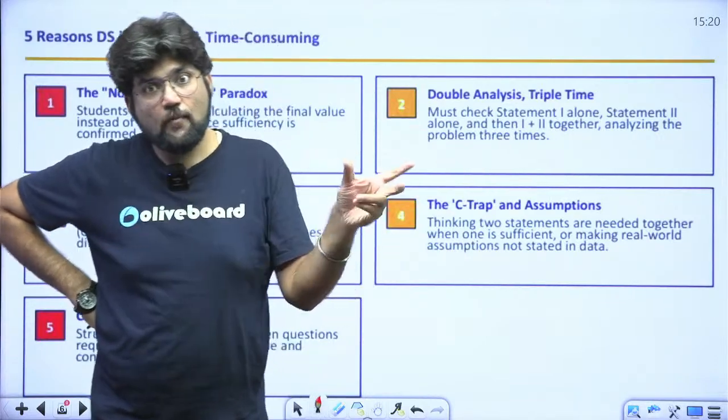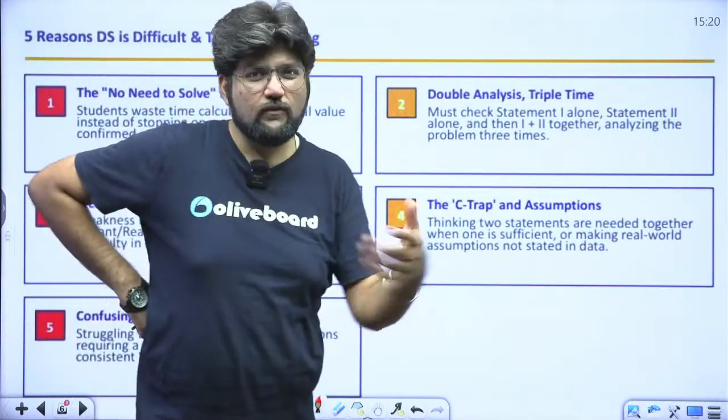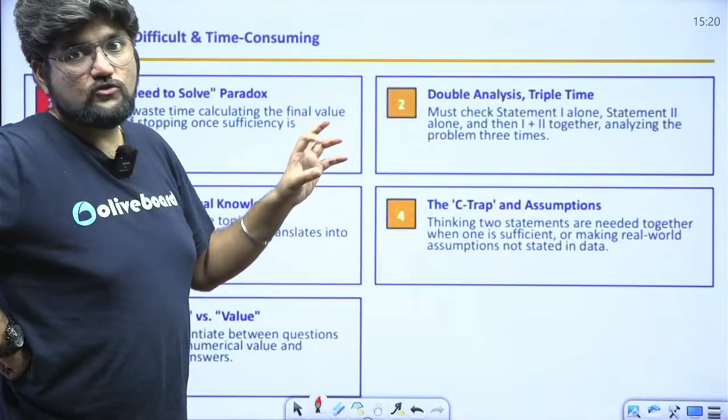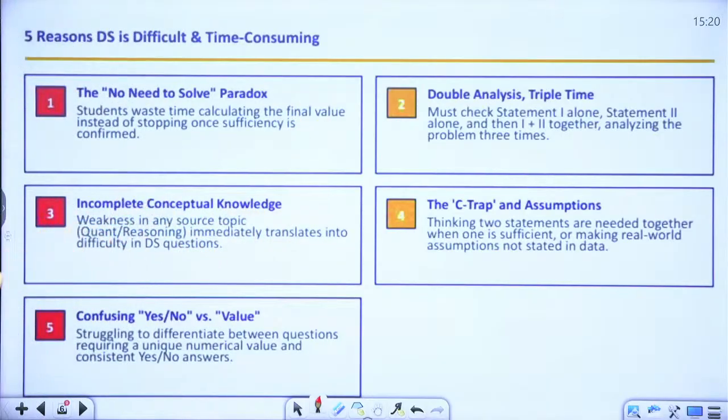So it is very common for you to think that, okay, I think both will answer the question, right? So you need to understand that is not always true. It's just an assumption which you need to be aware of.